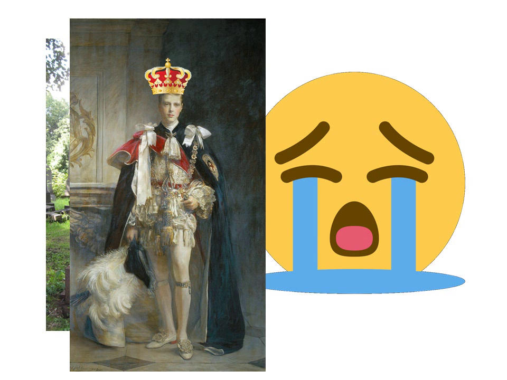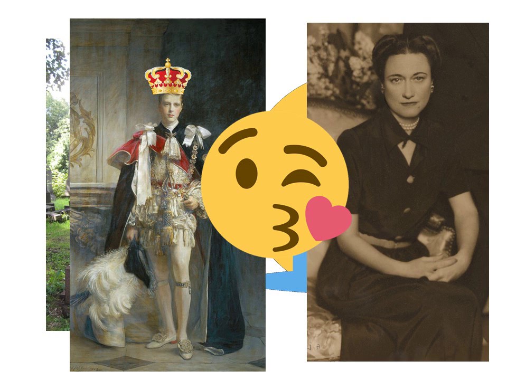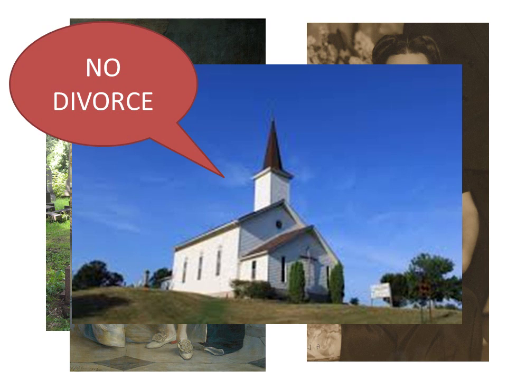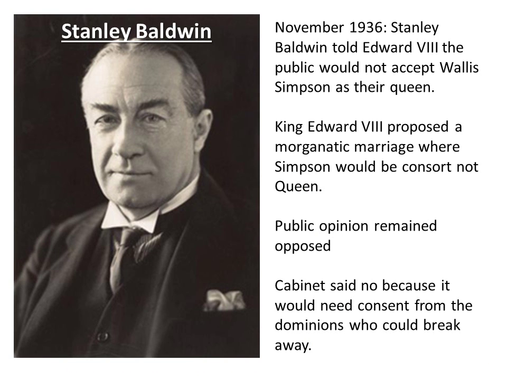After the death of his father, Edward VIII became King of England and declared intention to marry Simpson. As the King of England, Edward was expected to uphold the values of the Church of England, therefore opposing divorce, and that is what led to the crisis. Both political and public opinion opposed the marriage, with Baldwin, the Prime Minister, suggesting that public opinion would not accept Simpson as their queen. And despite the King's proposal of a morganatic marriage, where Simpson would be consort, not queen, political opinion remained opposed, with the Cabinet refusing to agree to the measure, as it would require the consent of the Dominions, who they feared would break away.